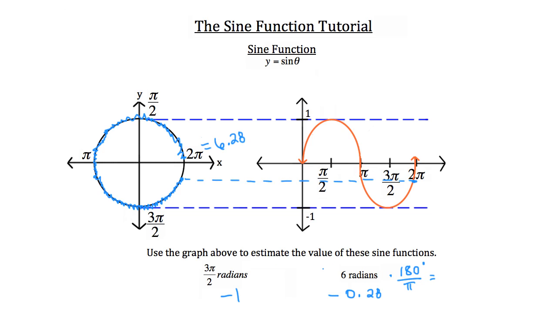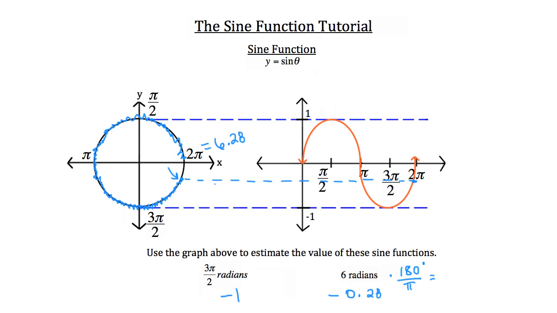If you multiplied it by 180 over pi, you'd get 343.77. So remember, a full trip around the circle is 360 degrees, and you went 343.77, which is roughly about here. So if you left your calculator in degree mode and just did the sine of 343.77, you'd get that same exact value, negative 0.28 roughly.